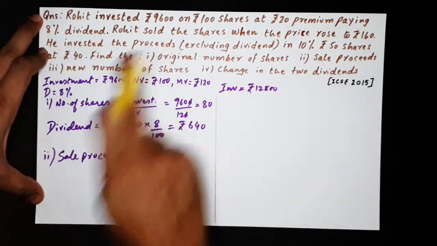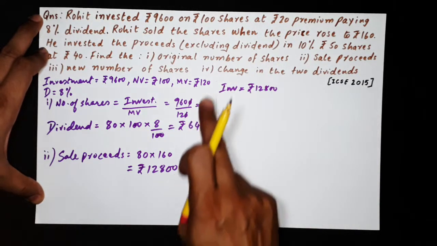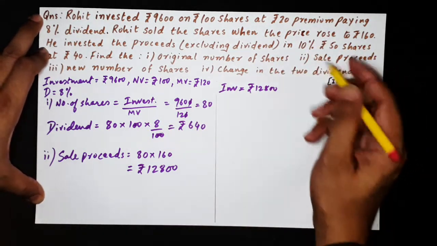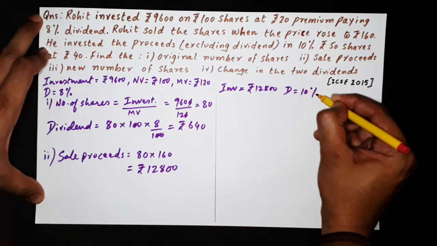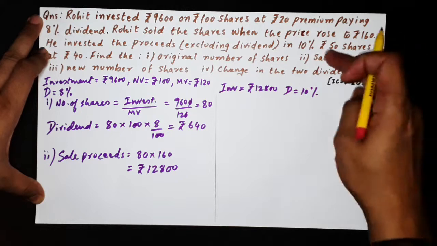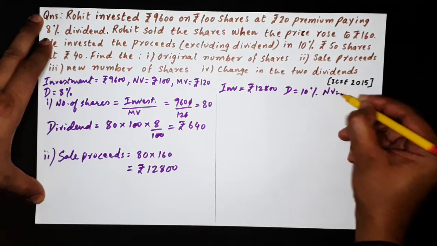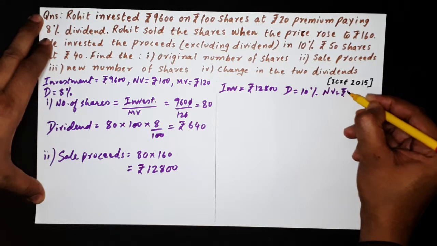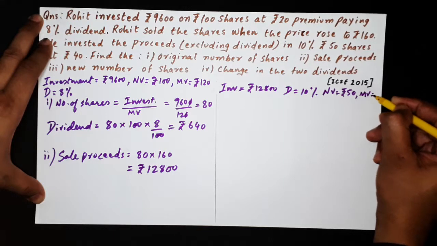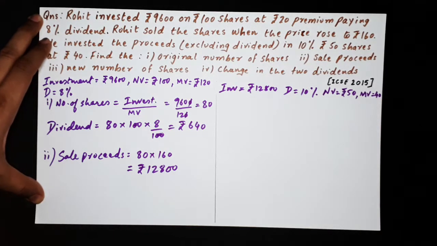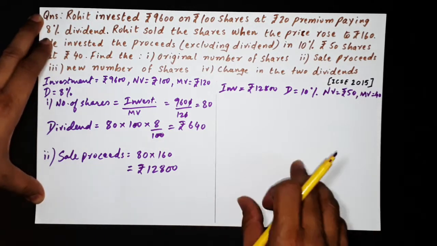He invested the proceed, that means the sell proceed, excluding dividend. So he is not including his dividend over here, in 10%. That is the dividend percent, 10%, in rupees 50 shares at rupees 40. So the nominal value for this new company is rupees 50 and the market value is 40. These are the information given to us for the new company.